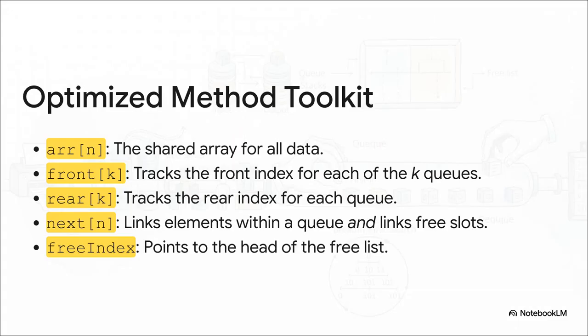The toolkit that makes this possible is really ingenious. You've got your main data array, of course. Then you have a couple arrays to track the front and rear of each of your k queues. But the real magic, the secret sauce, is the next array. It does double duty. If an element is part of a queue, its next entry points to the next item in that specific queue. But if a slot is empty, its next entry points to the next available empty slot, forming a linked list of free space. And that free index just points to the start of the free list.